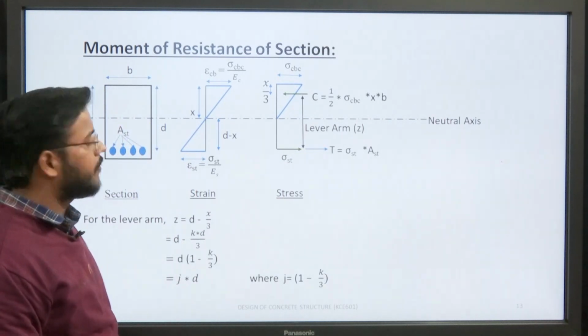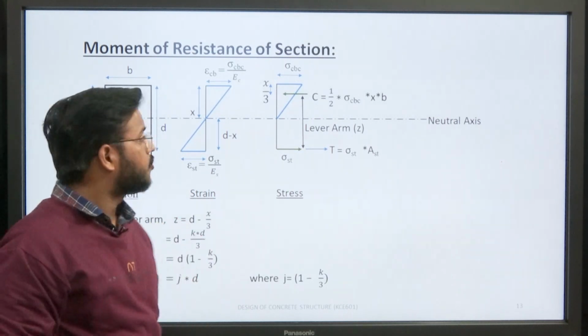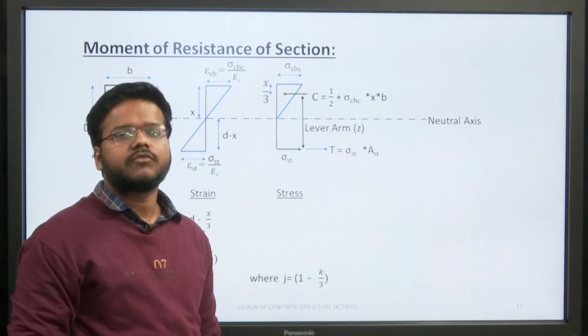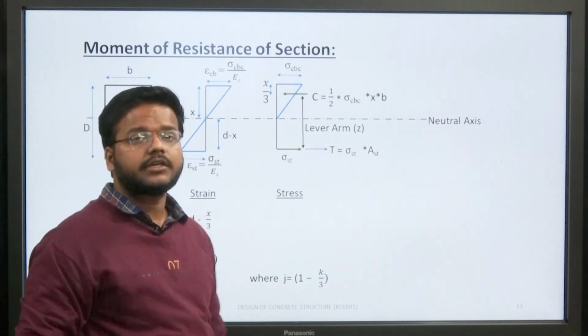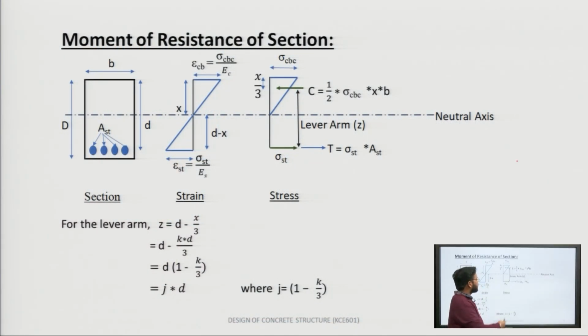For the calculation of moment of resistance, you know that the moment of resistance is equal to force into distance. There are two types of forces acting. The first is the compressive force, the stress acting in the concrete compressive zone, and the second is the stress acting on the steel. The tension force is calculated as stress sigma st into the area of steel AST, and the compressive force in the concrete zone is equal to half sigma CBC into x into b.